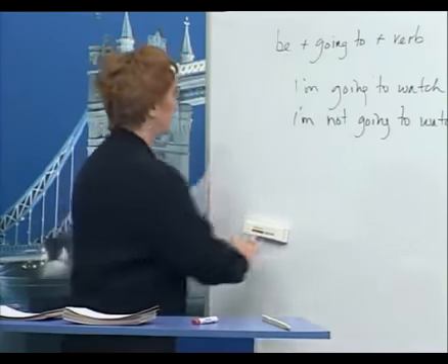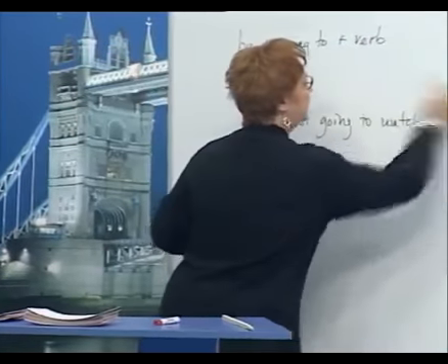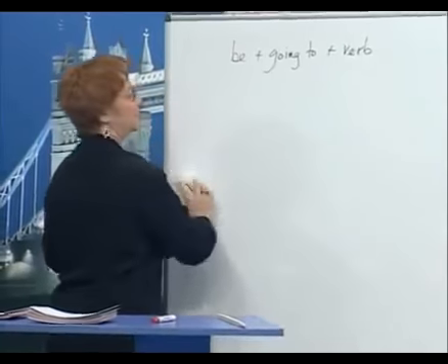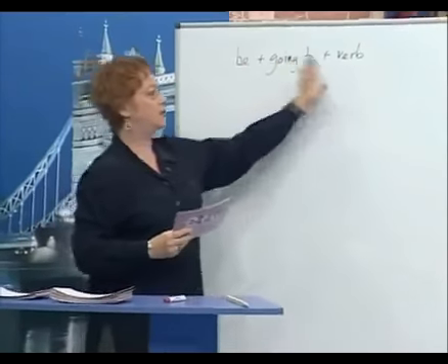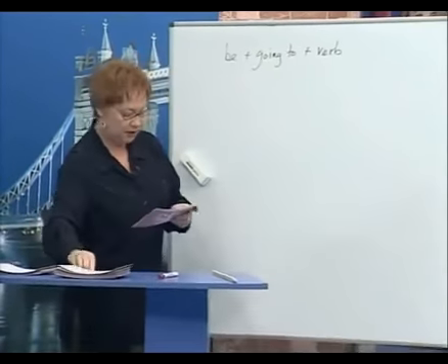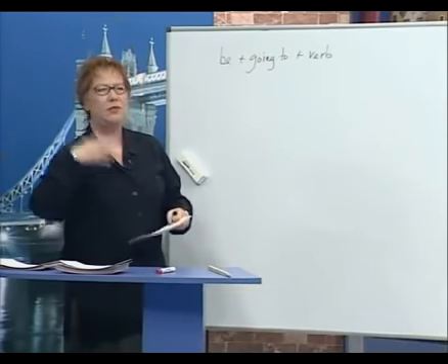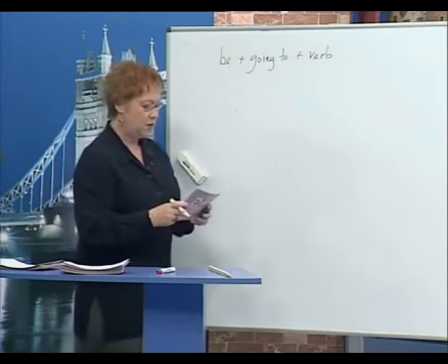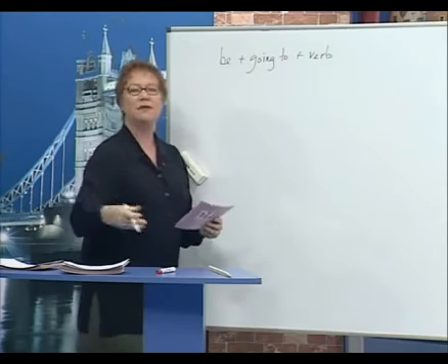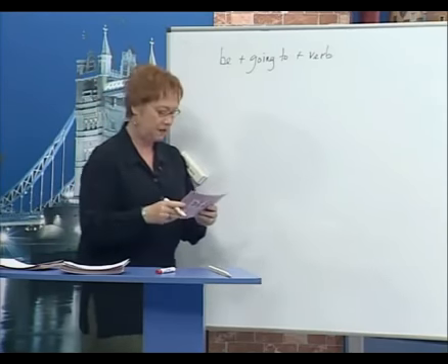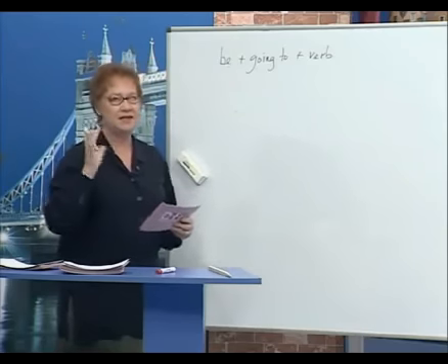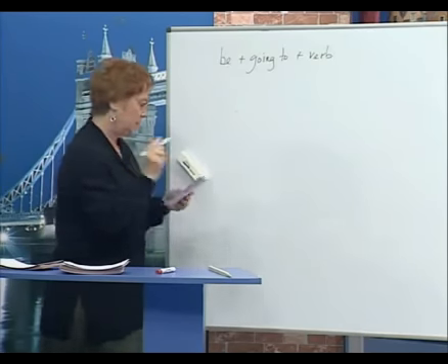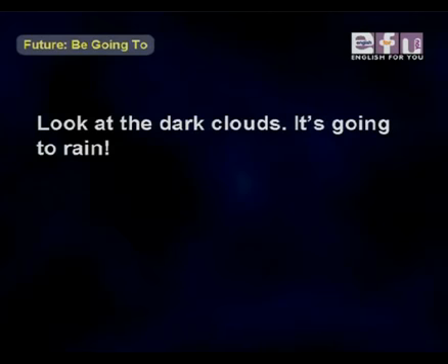Now, we can also use this same structure, be going to verb, to talk about predictions about things that will happen in the future or are going to happen in a short time. Okay? Predicting means guessing what's going to happen. So here's some examples. Look at the dark clouds.